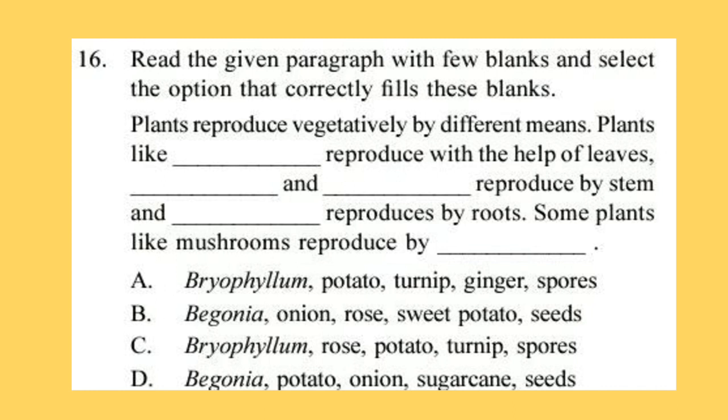Question 16. Read the given paragraph with few blanks and select the option that correctly fills these blanks. Plants reproduce vegetatively by different means. Plants like dash reproduce with the help of leaves, dash and dash reproduce by stem, and dash reproduces by roots. Some plants like mushrooms reproduce by dash. Now options are given here. Choose your option.